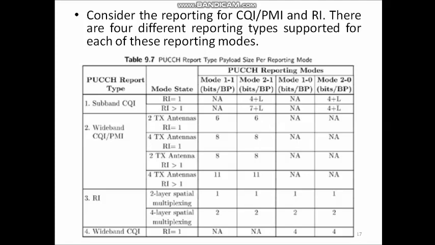Okay, next consider the reporting for CQI, PMI and rank indicator. As you can see here, there are 4 different reporting types supported for each of the reporting modes. In the PUCCH report type, there are 4 types. Type 1 report supports CQI feedback for the user equipment selected subbands, and the next, type 2 report, supports wideband CQI and PMI feedback, and type 3 report supports rank indicator feedback, and type 4 supports wideband CQI. So, this periodic CQI reporting supports user equipment selected subband CQI and wideband CQI.